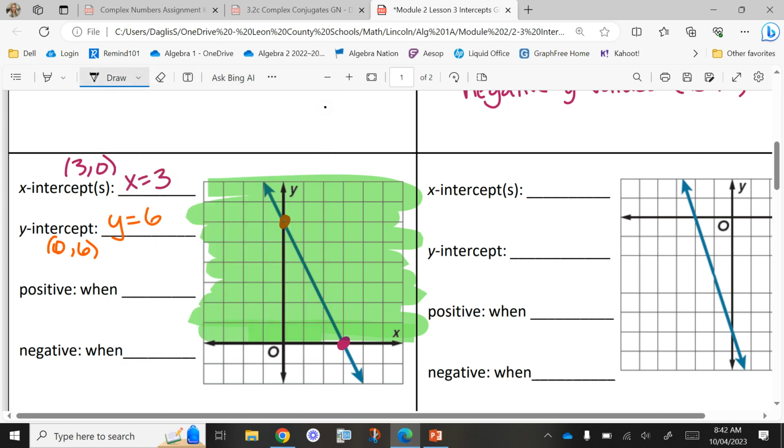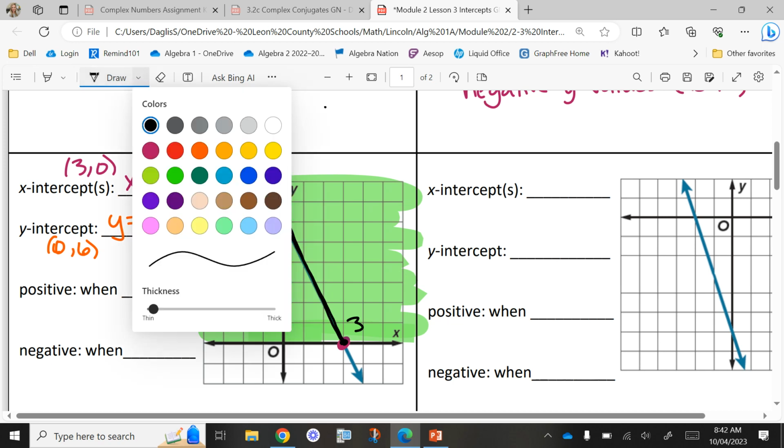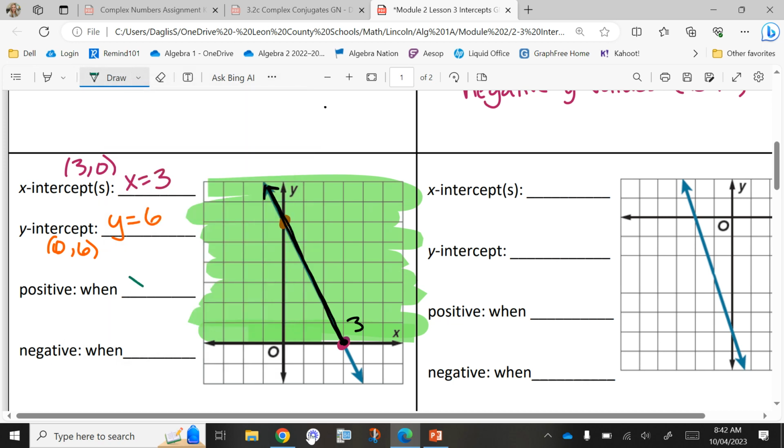It looks like specifically this part of my line until we hit the x-axis. So where did we hit the x-axis? At 3, right? You with me? All of my x's to the left of an x value of 3 show where we are positive. So we're going to say when my x's are less than 3. Your arrow actually points to the left.